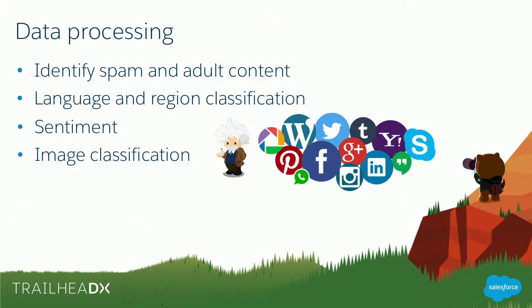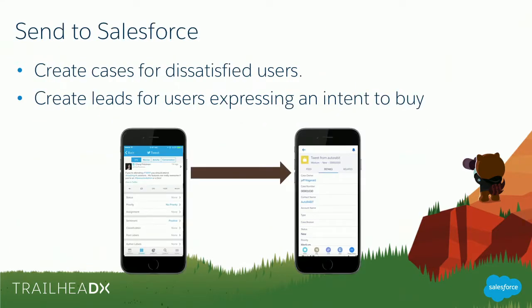So we've gotten all the data. We've done some processing on it for you. And then the last step, that we'll look at here in a bit, is how do we get the data into Salesforce? Usually we'll do one of two things. You can create cases from our social objects, or you can create leads. I'll mostly be talking about creating cases just because that's our biggest use case.